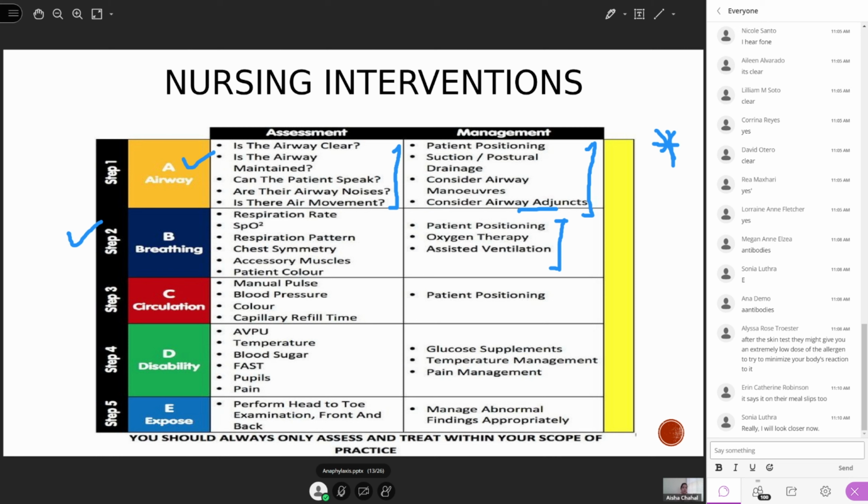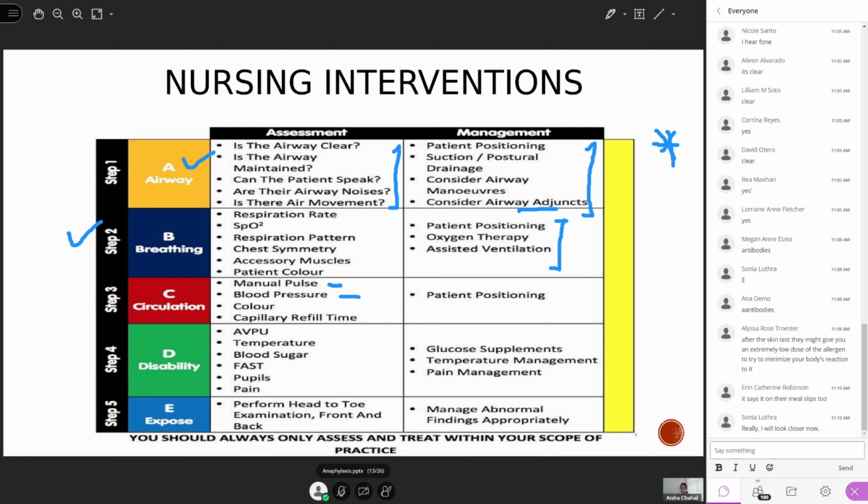If their heart rate is low, if their blood pressure is low, you have to do something, okay? So the main thing is really manual pulse and blood pressure, okay, and patient positioning. Circulation management is actually IV fluids really, more than positioning, though positioning is good too. That's the first thing you will do.